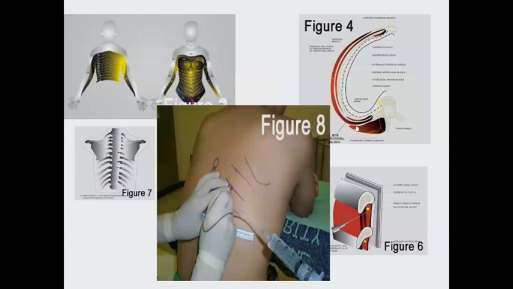We can perform several blocks at the level of the trunk. This is the picture showing the intercostal nerve blocks performed by injection of local anesthetic under the rib, between ribs, and the nerve and vessel lie under each rib. So the injection of anesthetic must be done close to the nerve, just below the rib.